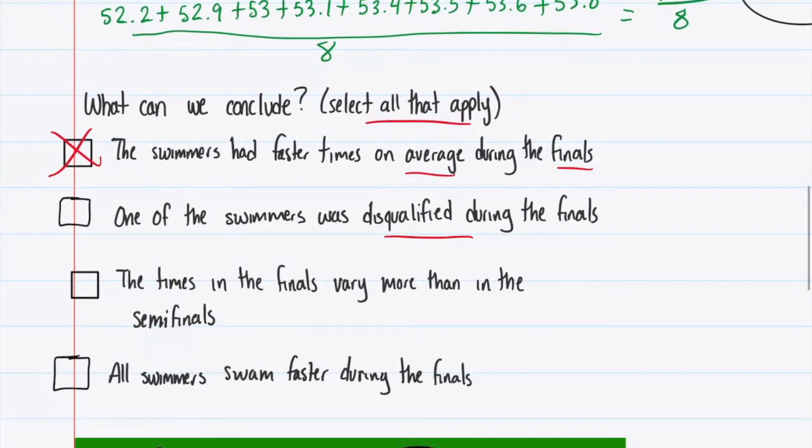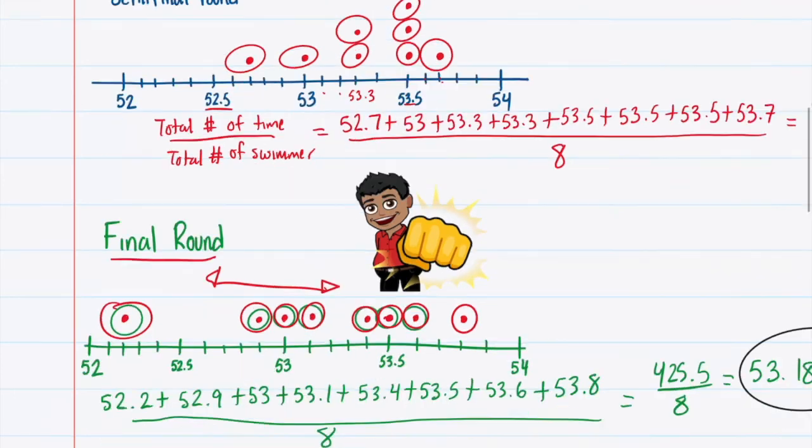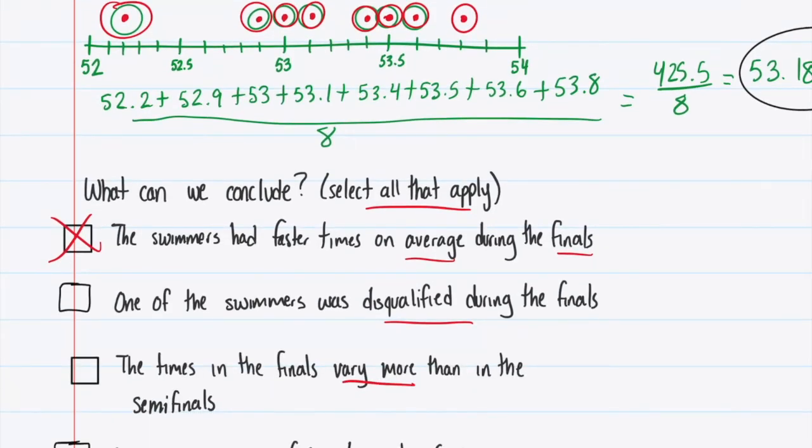So that's false. The times in the finals vary more than in the semifinals. What does it mean when they say vary? That means that the swimmers all had different times, did not have overlapping. So in the finals, were their numbers more spread out? Yeah, you betcha. Because look, they had more numbers that were being overlapped in the semifinals. So you don't want that. So again, that is true. We're going to click on that one.